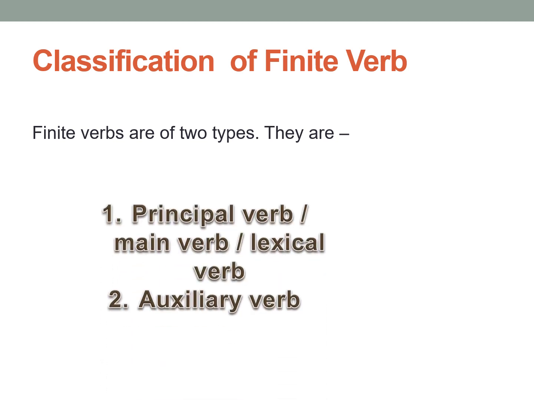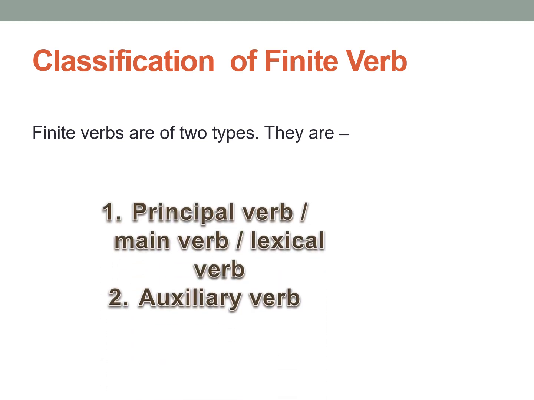principal verb or main verb or lexical verb. Basically, we know them as principal verb for the first type, and the second type is auxiliary verb.